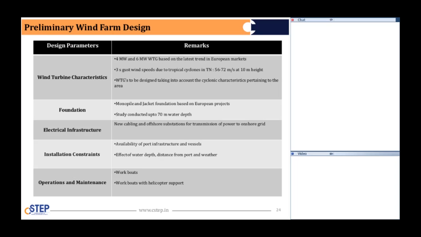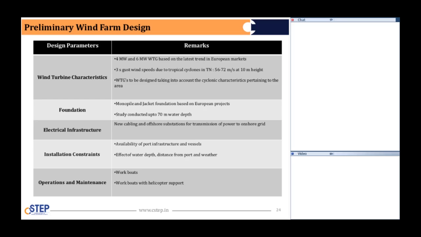So, wind turbine characteristics. We realize that for a profitable offshore venture, the ideal capacities to look at would be a 4 megawatt or 6 megawatt wind turbine generator. And wind turbine generators are typically very site specific and are designed after assessing the climatic conditions or the general climate profile in that region.